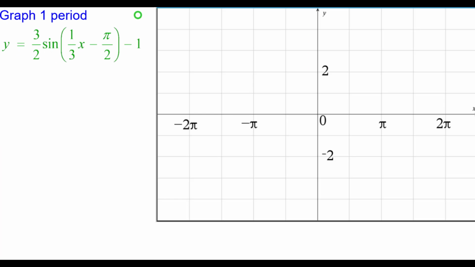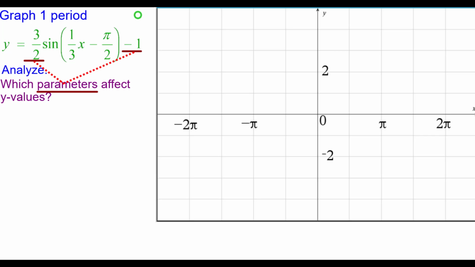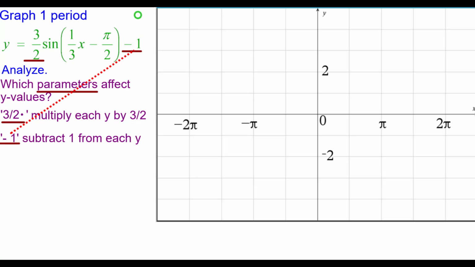We want to graph one period, so we need to analyze what all these parameters mean and how they affect the graph. So which parameters affect the y values? That would be the 3/2 times and the minus 1. The 3/2 times will multiply each y value by 3/2, while the minus 1 will subtract 1 from each y value.